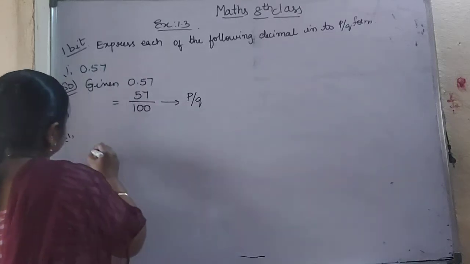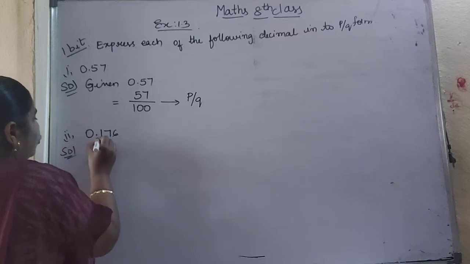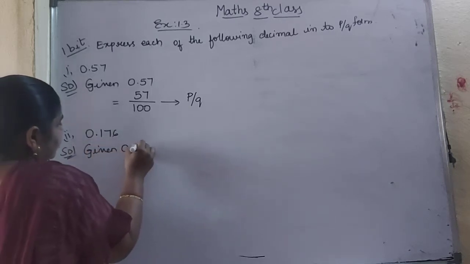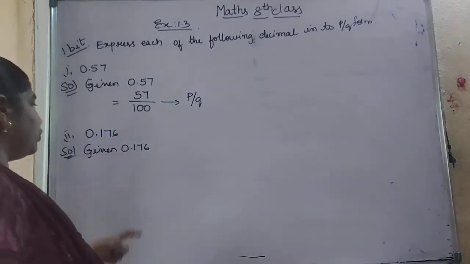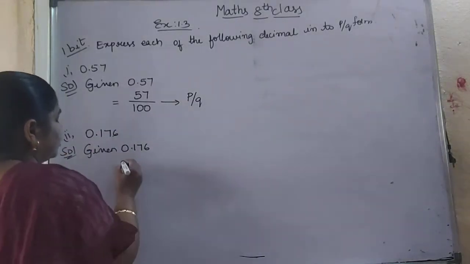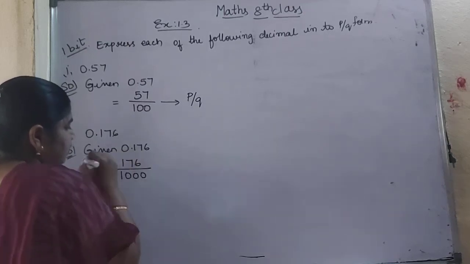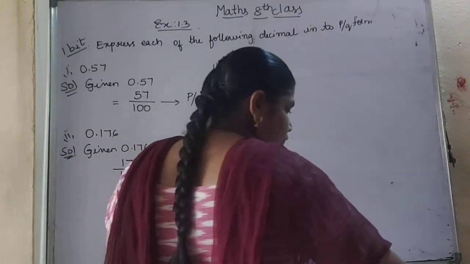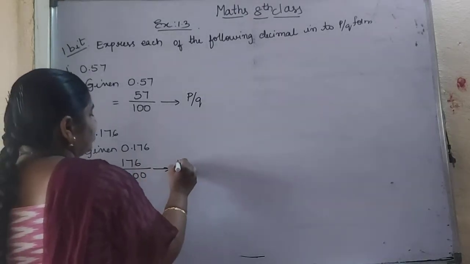Second one, 0.176. Here after the point you are having three digits. If you remove the point, how many zeros should you get in the denominator? Three zeros. That is 176 by 1000. We can convert this into simplest form, or you can leave it like this only. This is also in the form of p by q.